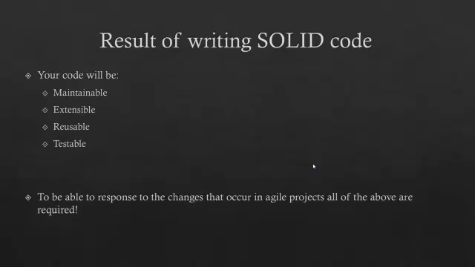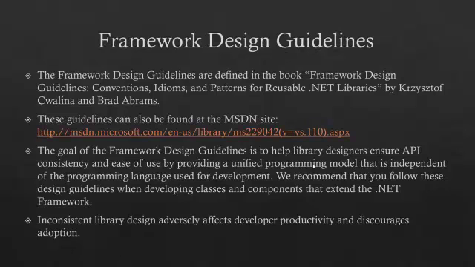So the framework design guidelines. The framework design guidelines are defined in a book by Mr. Krzysztof Cwalina and Brad Abrams. It's a book called The Framework Design Guidelines: Conventions, Idioms, and Patterns for Reusable .NET Libraries. These guidelines can also be found at the MSDN site. The whole goal of the Framework Design Guidelines is to aid library designers to ensure API consistency and ease of use by providing a unified programming model. This unified programming model is also used in the .NET framework.